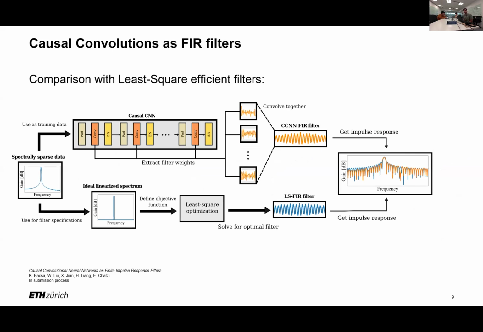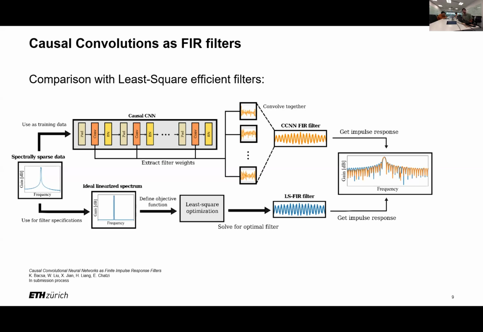We want to see if the CNNs actually do have this sparse bias implicitly. What we do is generate spectrally sparse data, and then we train the CNN to map white noise to this data. Once we've trained the CNN, we extract the weights and convolve them together to obtain a single filter. Then on the same data set, we obtain a least square optimal filter for the specific bandwidth, and we compare it with the filter that we obtained from the CNN.